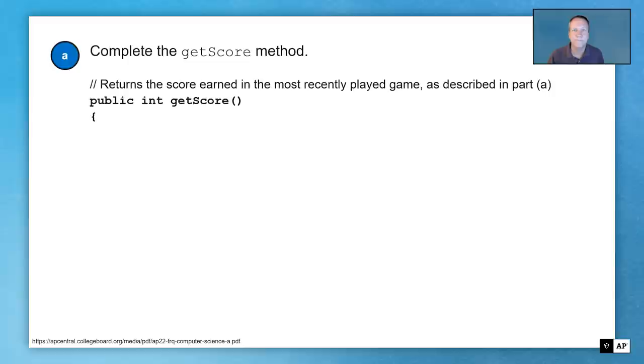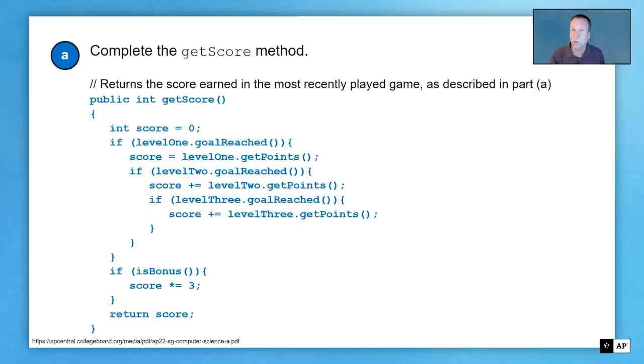Okay, ready? All right, here we go for part A. I'm going to put up the entire answer. Here's what we call the canonical answer. This is not the only correct way of doing it, but it's a very common correct way. You may have some other things that are correct in here as well. Now it looks like a lot of code, but we're going to go through here.